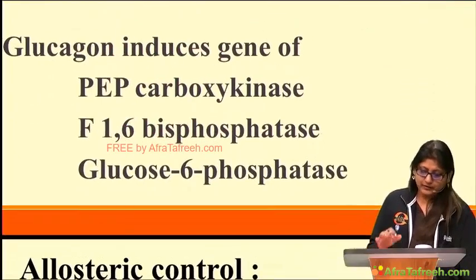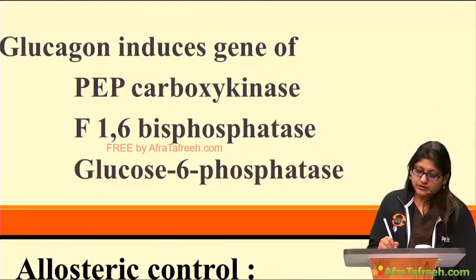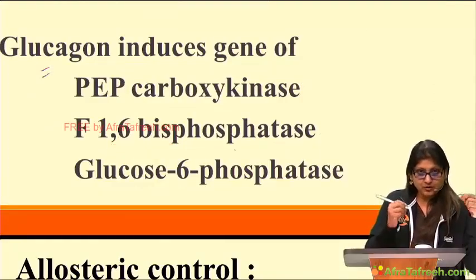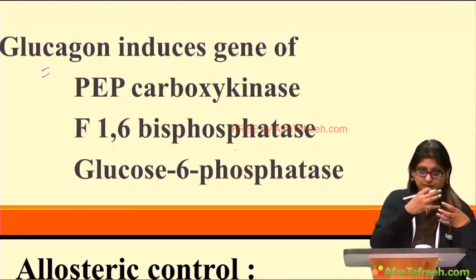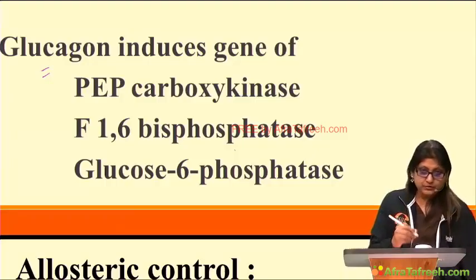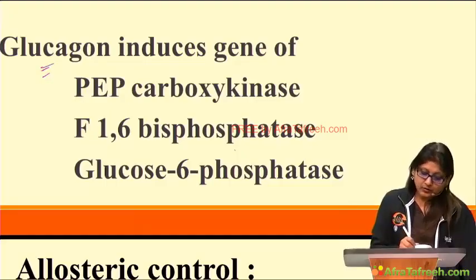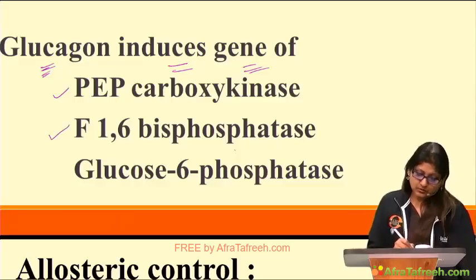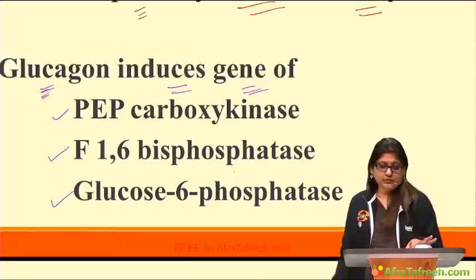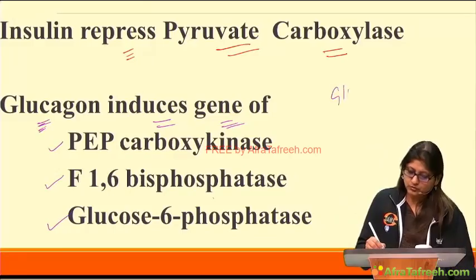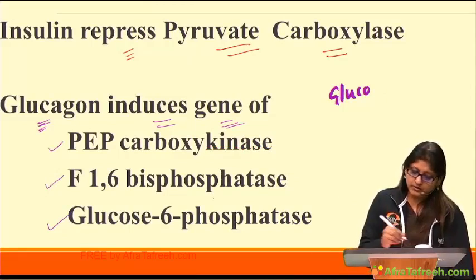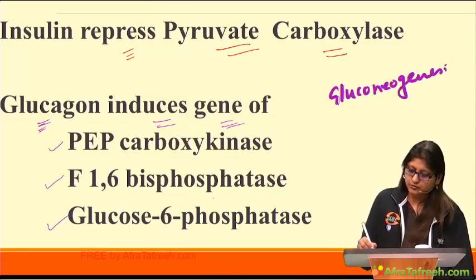And on the other hand, you know logically what glucagon is doing. Glucagon is a hyperglycemic hormone. So during hypoglycemia, glucagon will be secreted from the alpha cells of the pancreas, and that is going to increase gluconeogenesis. So glucagon is going to induce the genes of PEP carboxykinase, fructose 1,6-bisphosphatase, and glucose 6-phosphatase. So this is a beautiful story of insulin and glucagon regulating the process of gluconeogenesis. Hormonal control of gluconeogenesis, I have told you.